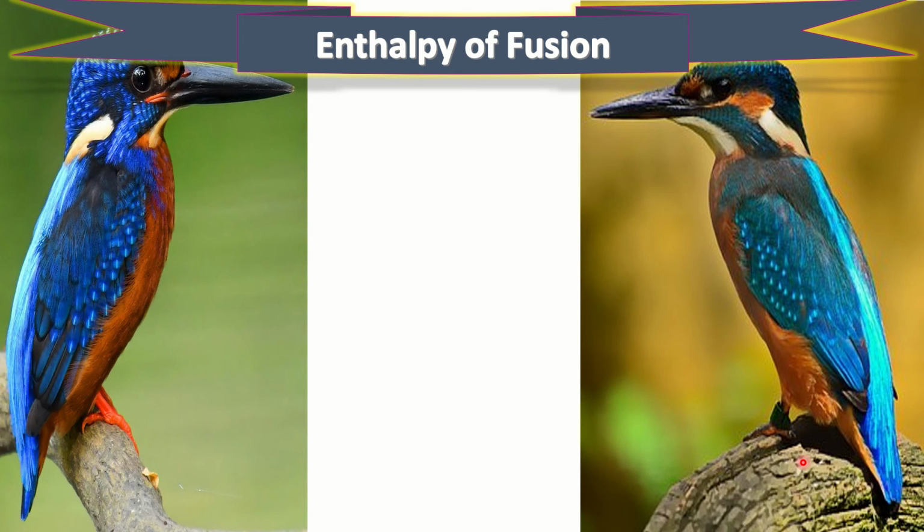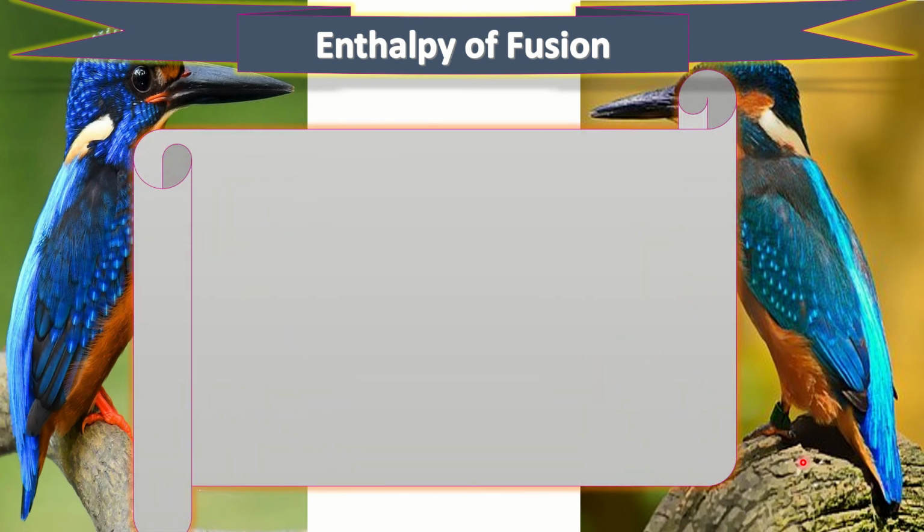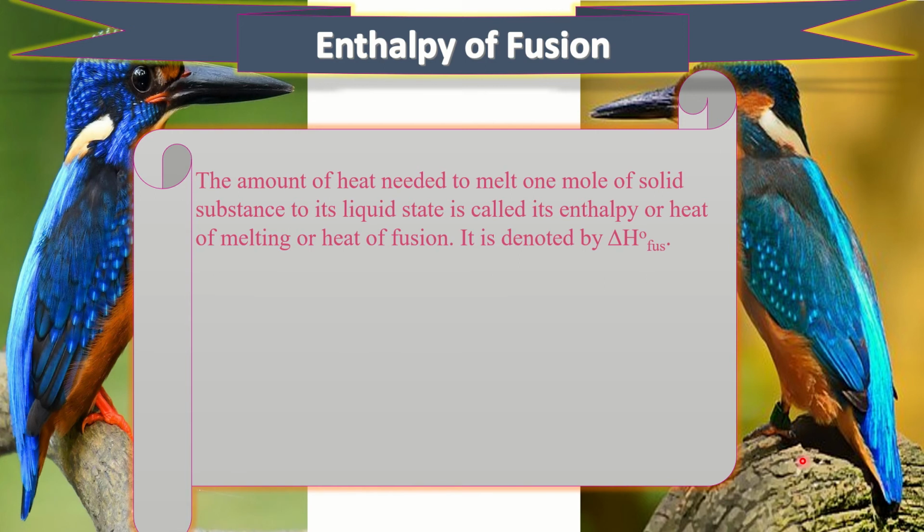So, what is heat of fusion or enthalpy of fusion? Look here. The amount of heat needed to melt 1 mole of a solid substance to its liquid state is called its enthalpy or heat of melting or heat of fusion. The amount of heat absorbed by 1 mole of a substance is called the heat of fusion of that substance. Heat of fusion is denoted by ΔH fusion.